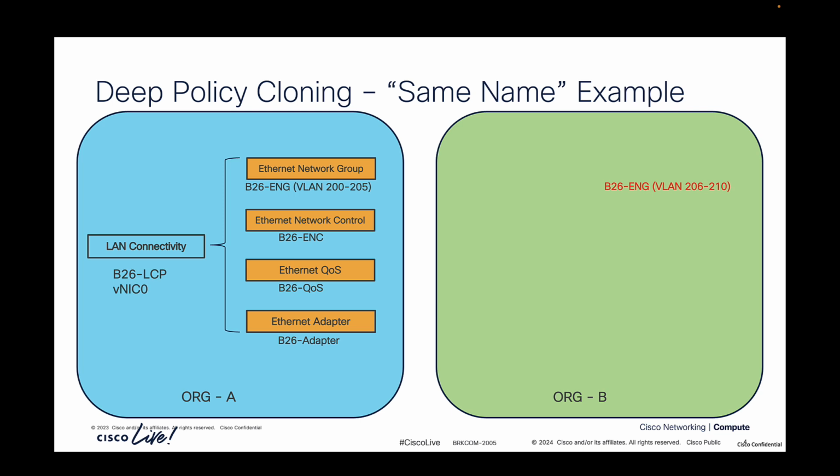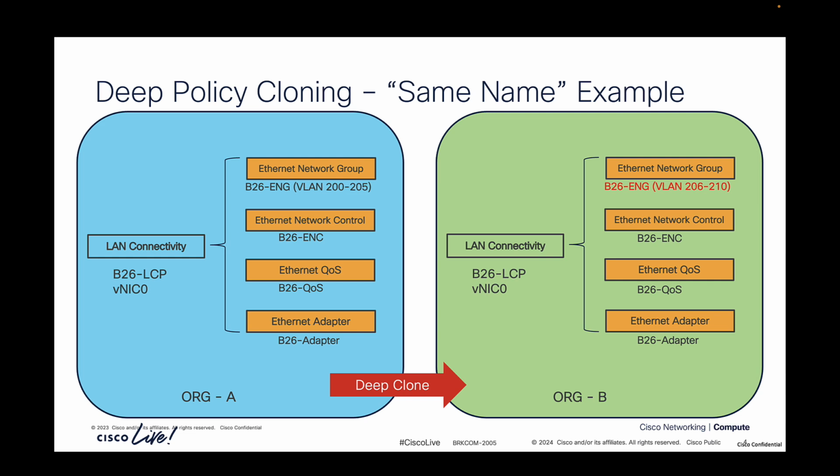So if I use the same name option to do deep policy cloning, what's going to happen is everything gets cloned over, but because Bravo 26-ENG already existed in org B, I'm just going to use that as part of my LAN connectivity policy.